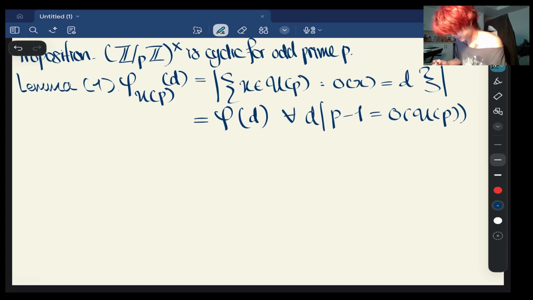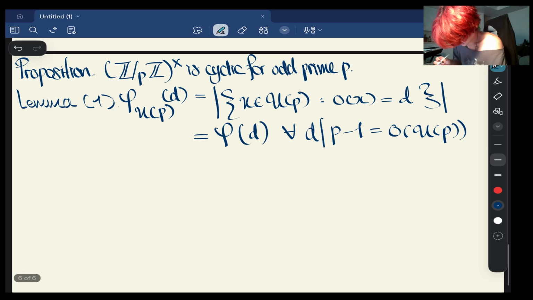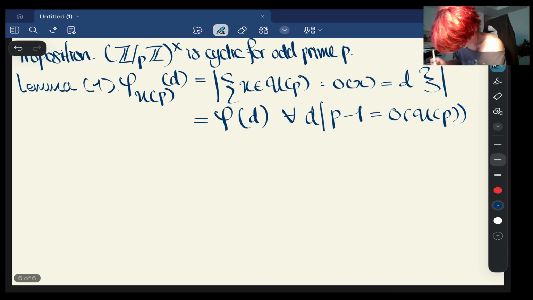Because we know that the number of classes or elements in this group is just p minus 1, right? So let's get right to it. So proof.